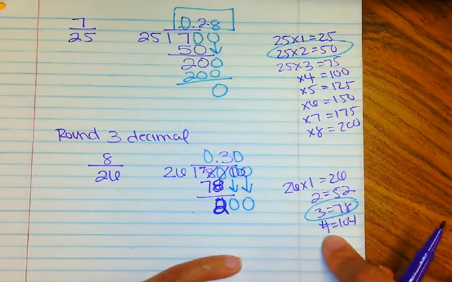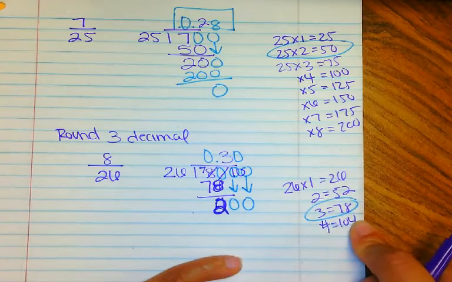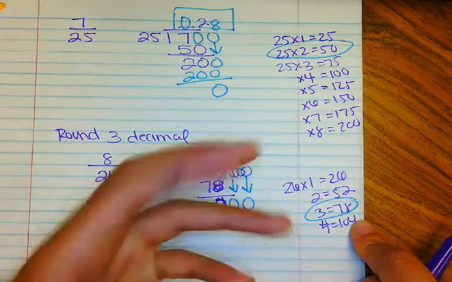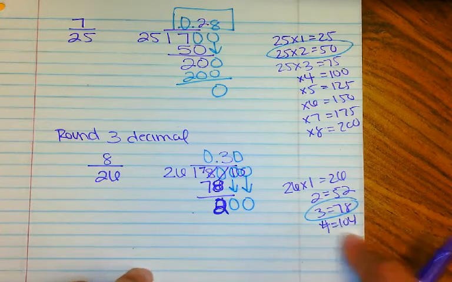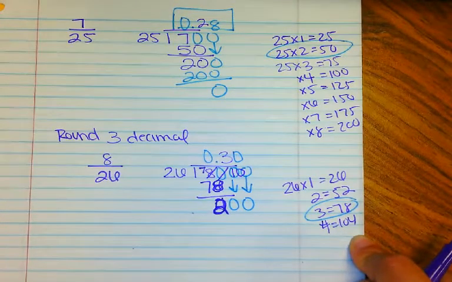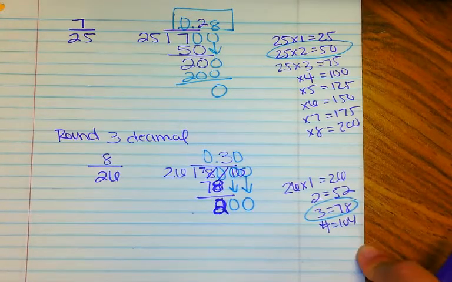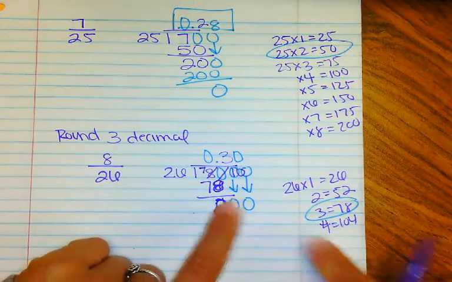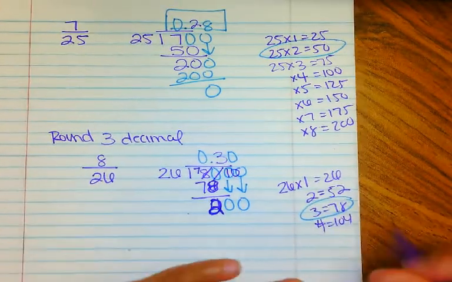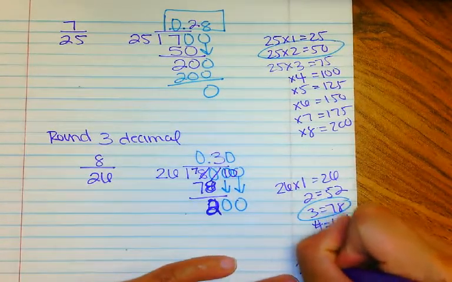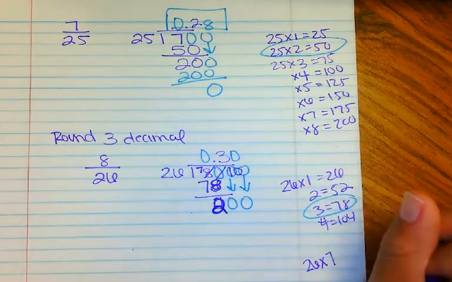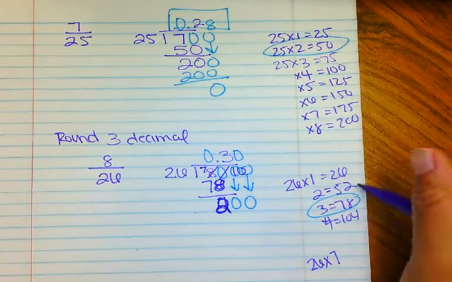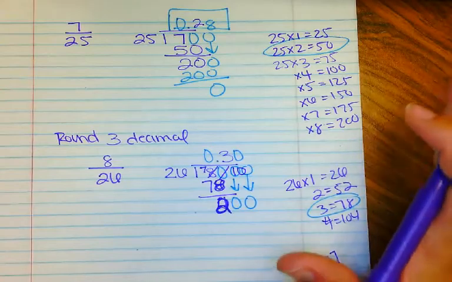Now, I do want to point out that at 4, I got 104. So it's going to have to be like 7, 8, or 9. Like it has to be double this. If you double that, then that's going to make it 208, which is too much. And if I double this, that becomes 8. So I'm going to jump to 26 times, let's do 7. Again, if you don't know, keep adding. Please keep adding, okay?